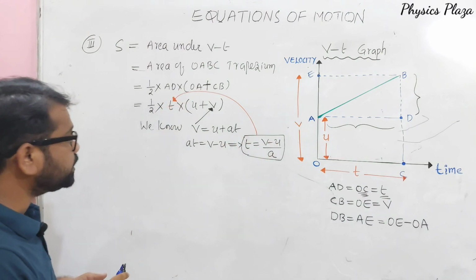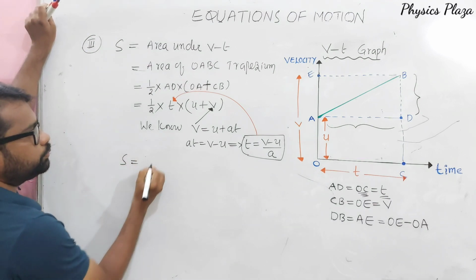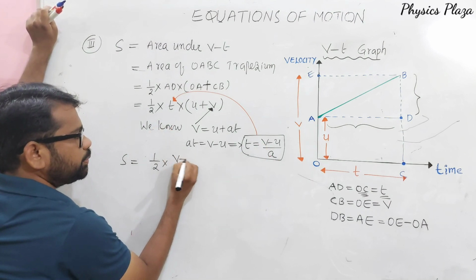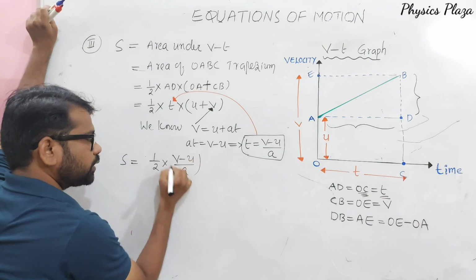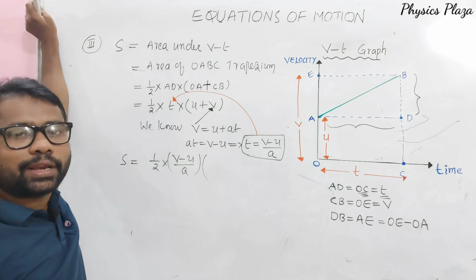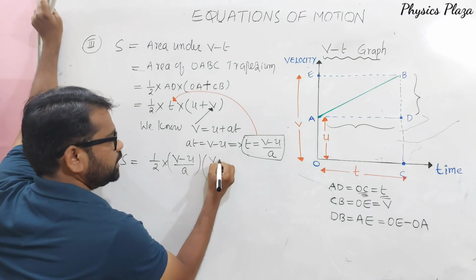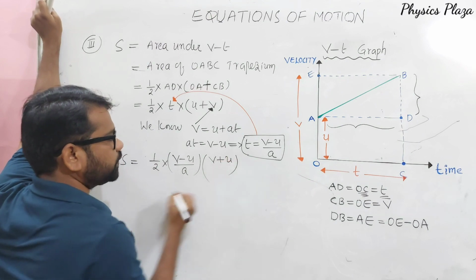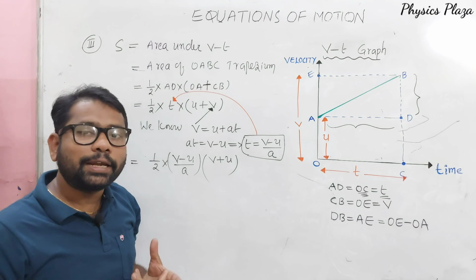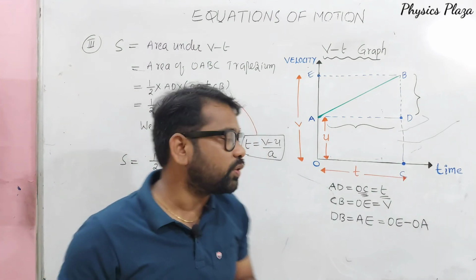Now let us substitute and see what we are going to get. Children, here S is equal to 1 by 2 into, in the place of t we will be writing v minus u by a, into, children, this is u plus v here. Can we write it as v plus u? Of course we can write, 2 plus 3 or 3 plus 2, everything is the same. So it will be v plus u. Children, in the numerator you can see v minus u into v plus u. Again it is in the form of a plus b into a minus b, which is what? A square minus b square.